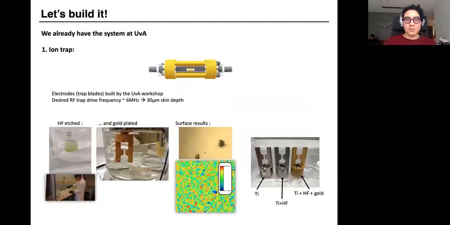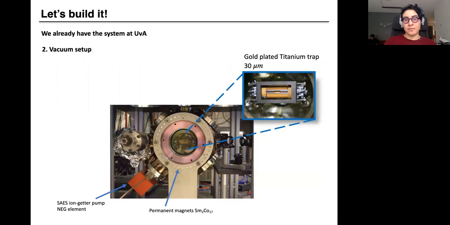Okay, and now I'm going to be very out of my depth and just show you some slides of the system that is in René's group. These are slides that Matteo made. We already have everything at UvA. We have the ion trap, which is a titanium trap that has been gold plated. We have the vacuum setup that this trap goes into.